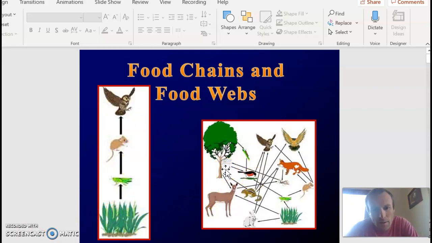So let's start with just looking at these two graphics. We've got a food chain, we've got a food web. What's the difference? Well, pretty obvious. The web's got a bunch of lines. The food chain just follows one path that energy could take. So what we're focusing on in this class is that there's energy contained in these organisms. And ultimately that energy comes from the sun and it flows through an ecosystem and is eventually lost as heat.